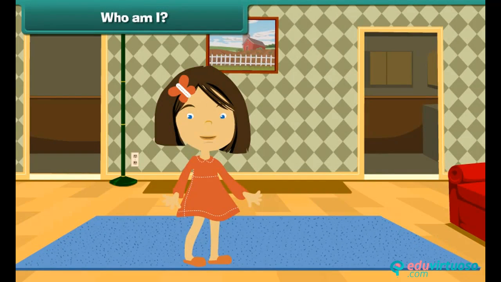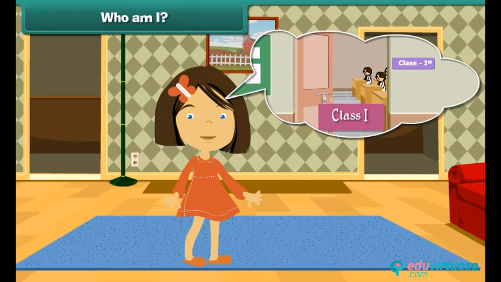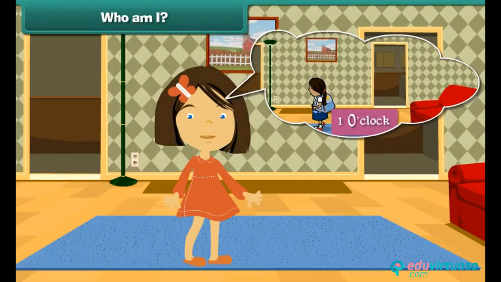Who am I? Hi, I'm Ira. I'm a girl. I am 6 years old. I study in class 1. I go to school in the morning at 7 o'clock. I come back from school in the afternoon at 1 o'clock.